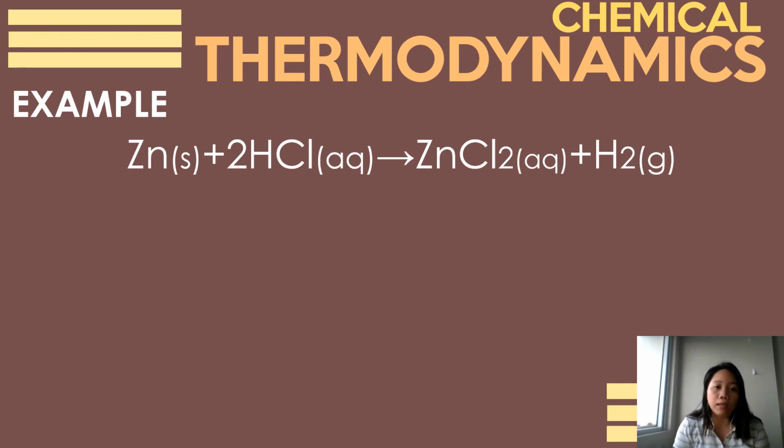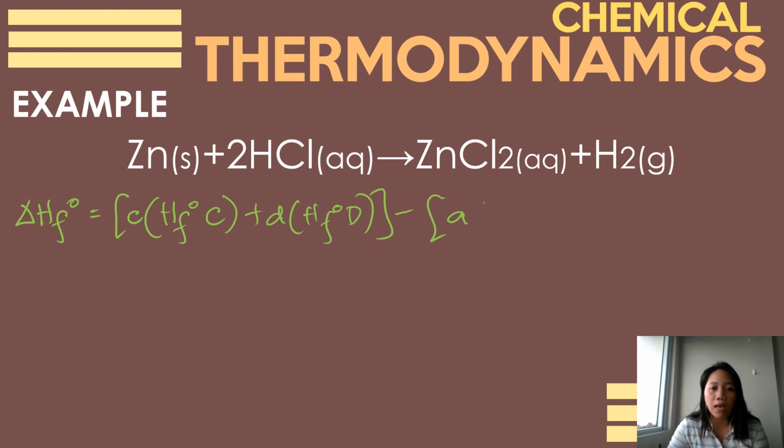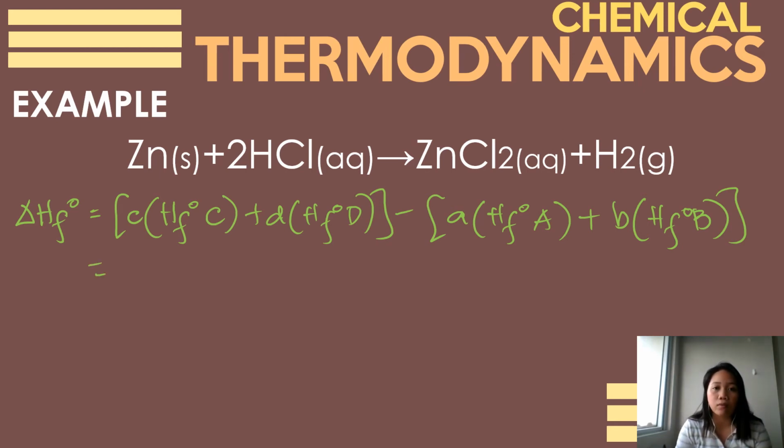So in here, of course, we need to write down first your formula, and that would be ΔHf° is equal to c multiplied by the ΔHf° of C plus the ΔHf° of D minus a ΔHf° of A plus b ΔHf° of B. There, you already have the formula. Next step is to determine if your equation is already balanced. So as you can see, we have one zinc, 2 chlorine, and 2 hydrogen as well. So this equation is already balanced.